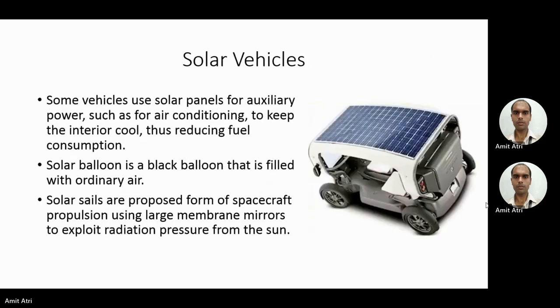With solar vehicles having a huge scope in the near future, they are using solar panels for auxiliary power. Okay, like for air conditioning, to keep the interior cool and reduce the fuel consumption, because the AC is there, they are using the fuel for cooling. Again, a solar balloon, that is a black balloon filled with ordinary air. So solar sails are a proposed form of spacecraft propulsion using large membrane mirrors to exploit radiation pressure from the sun.